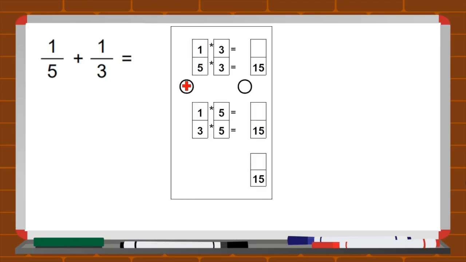Now that we have our common denominator, we have to finish our numerators. 1 times 3 is going to give us 3, and 1 times 5 is going to give me 5. Now we can add, so I fill in my addition. 3 plus 5 is equal to 8 over 15. You may need to simplify. In this case, we did not.